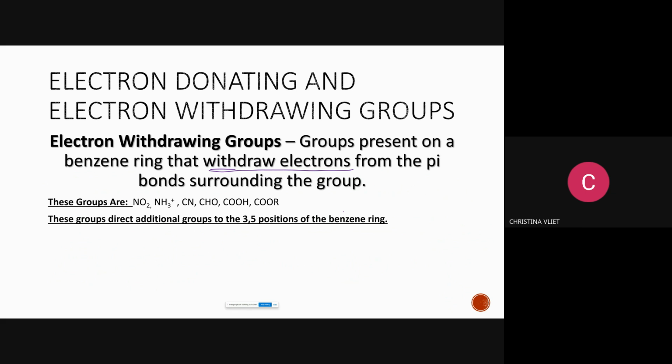I always think of them as destabilizers. They destabilize the benzene ring. And so they activate different positions, the 3 and 5 positions. So I remember that with donating it's 2, 4, 6 and withdrawing is 3, 5. And so what does this look like? Why is this the way that it is? Let's take a look at some of them. We're going to take a look at aldehyde.